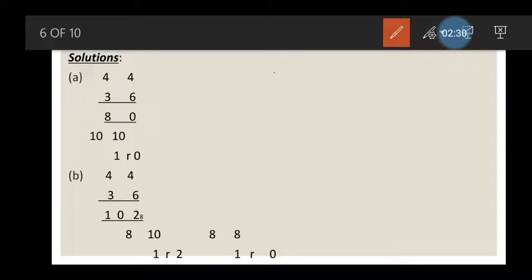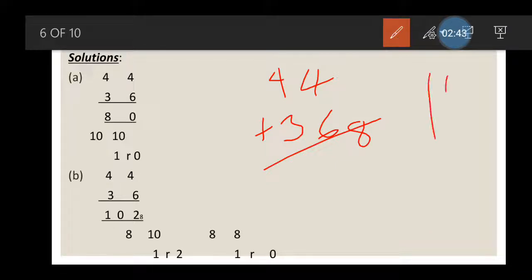Then the other one is 44 plus 36 in base 8. What are we adding? We're adding in base 8. So 4 plus 6 is 10, and that is bigger than 8, so we're going to divide it. I hope you still remember the repeated division method. That's what we are doing. So 8 in 10 is 1 remainder 2. The remainder comes here, the 1 goes up here. So 4 plus 3 is 7, plus 1 is 8.